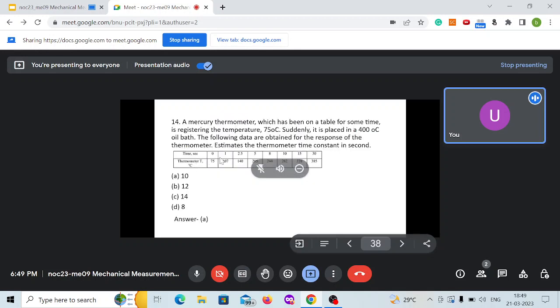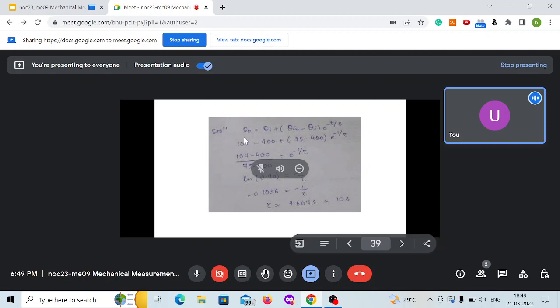So if we take the temperature at 1 second, it is 107. So when you substitute, 107 equals 400 plus (75 minus 400) e raised to power minus 1 by tau, where t is 1. So (107 minus 400) by (75 minus 400) equals e raised to power minus 1 by tau. So this fraction comes out to be 0.90, and then the log of that will give you minus 0.1036 equals minus 1 by tau. So the tau value will be 9.647, which is close to 10 seconds.